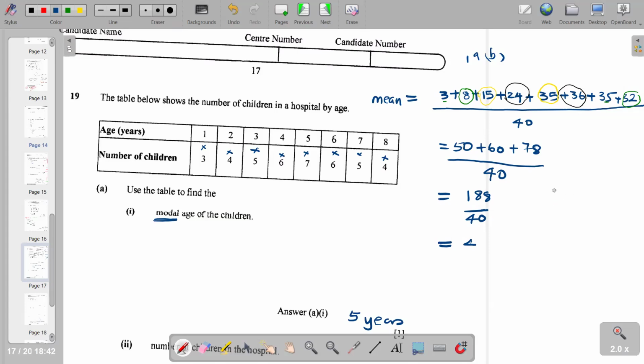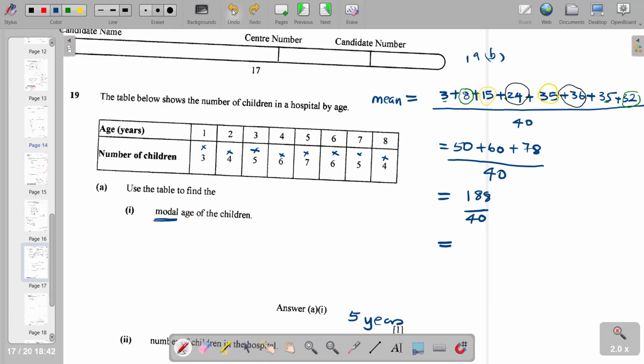Or we can use long division. Let's use long division. We are having 40 there, then we are having 188. So we are going to say 4. 4 times 40 is 160. Subtract, we are getting 28. Then we bring down a 0. So already we are going to put a comma there.